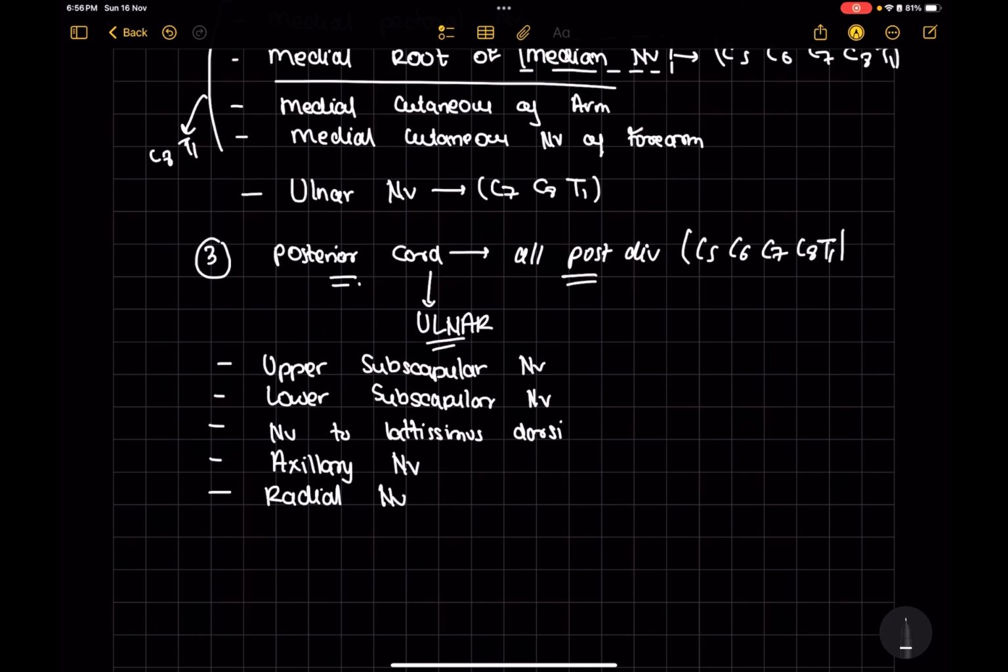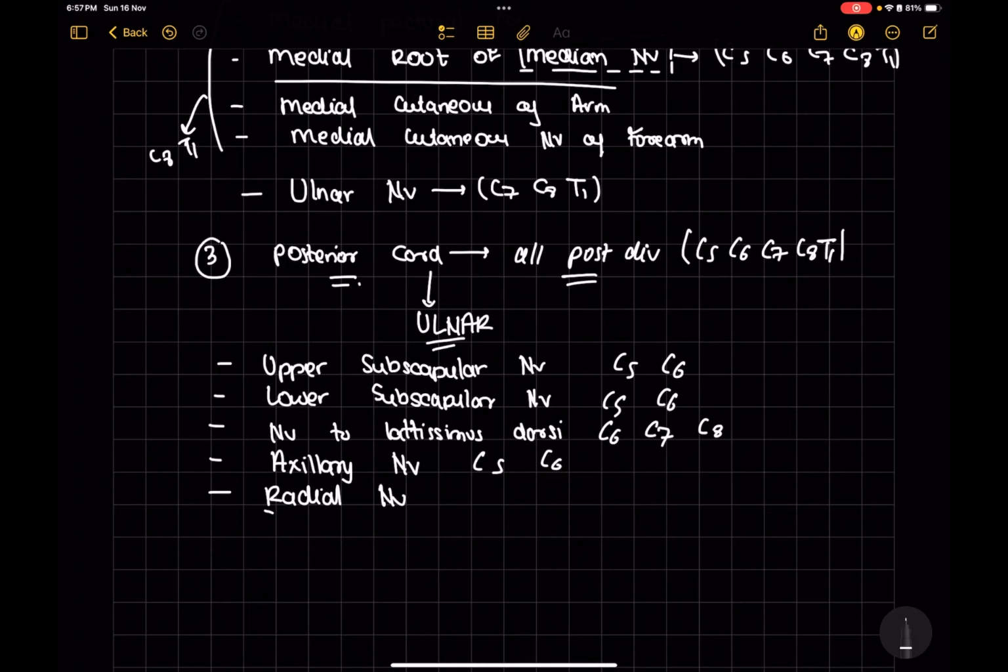Upper subscapular, lower subscapular: C5 C6, again C5 C6. Now skip one nerve and one root also. Skip the nerve to latissimus dorsi, then we would have C6 C7 and C8. For axillary nerve, skip one nerve, then we would have C5 and C6, and go back and skip one root value. First skip one nerve and continue with C5 C6, then go back and skip one root value and go with C6 C7 and one more, that is C8.